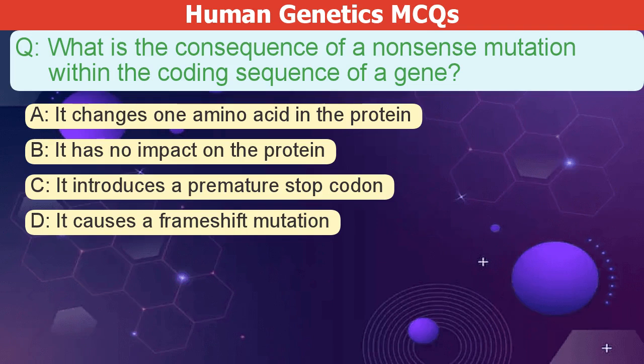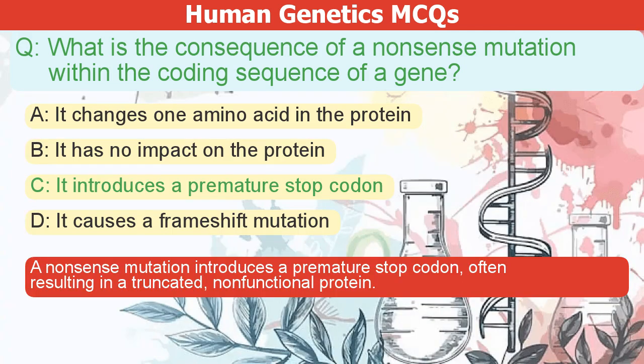What is the consequence of a nonsense mutation within the coding sequence of a gene? A. It changes one amino acid in the protein. B. It has no impact on the protein. C. It introduces a premature stop codon. D. It causes a frameshift mutation. The correct answer is C. A nonsense mutation introduces a premature stop codon, often resulting in a truncated, non-functional protein.